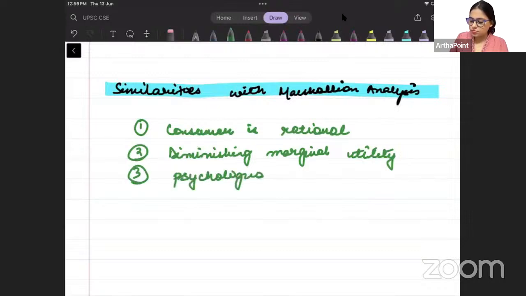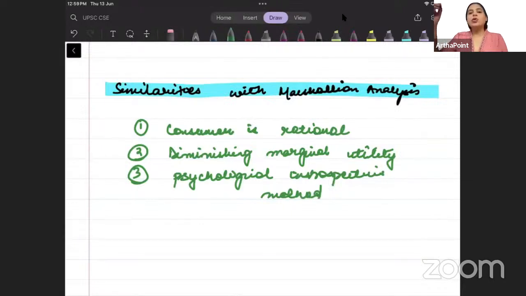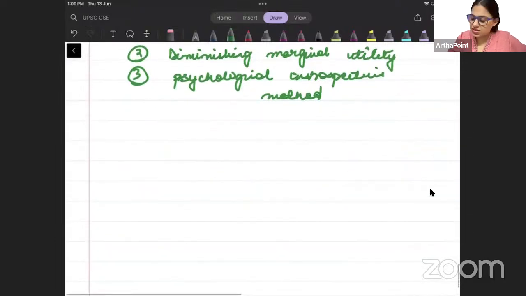psychological introspective method. So I had gone ahead and explained to you what the psychological introspective method is. Now I am saying that this psychological introspective method is actually common for both, right? We can use this in both the cases, right? Okay. Now let us try to understand what are some of the criticisms that we have.